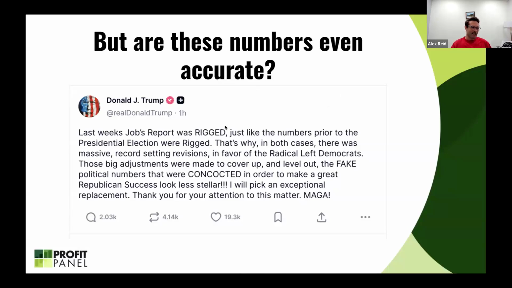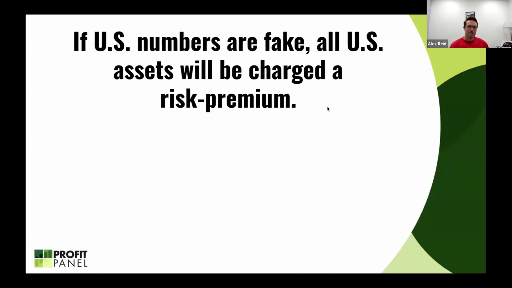And then he said, you can see the tweet here, this was from this morning: The jobs report was rigged, just like numbers prior to the presidential election. Radical left Democrats can fake numbers concocted in order to make a great Republican success look stellar. Pick an exceptional replacement. Thank you for your attention to this matter. MAGA. Okay, so we don't know, right?